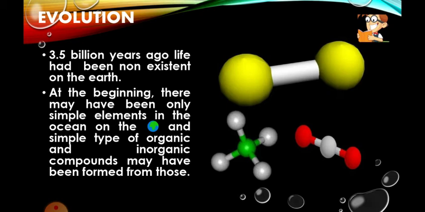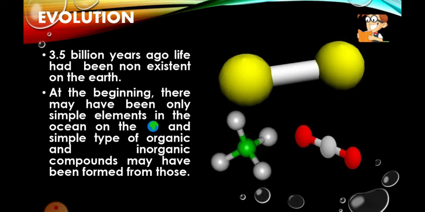It is believed that first elements came, like carbon, hydrogen, oxygen, nitrogen, and so on, and then from these elements compounds were formed. Certain organic compounds, certain inorganic compounds. For example, the simplest organic compound methane was formed, carbon dioxide was formed, water was formed. All these were formed, and once water is formed, even life can exist. So this is a theory.